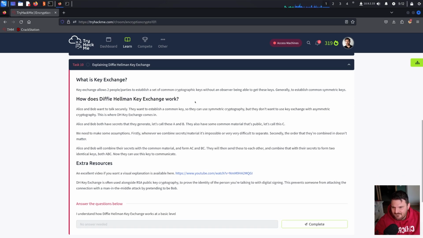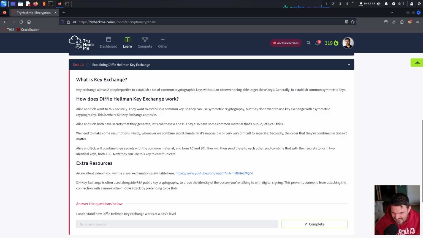How does Diffie-Hellman key exchange work? Alice and Bob want to talk securely. They want to establish a common key so they can use symmetric cryptography, but they don't want to use key exchange with symmetric cryptography. This is where Diffie-Hellman or DH key exchange comes in.